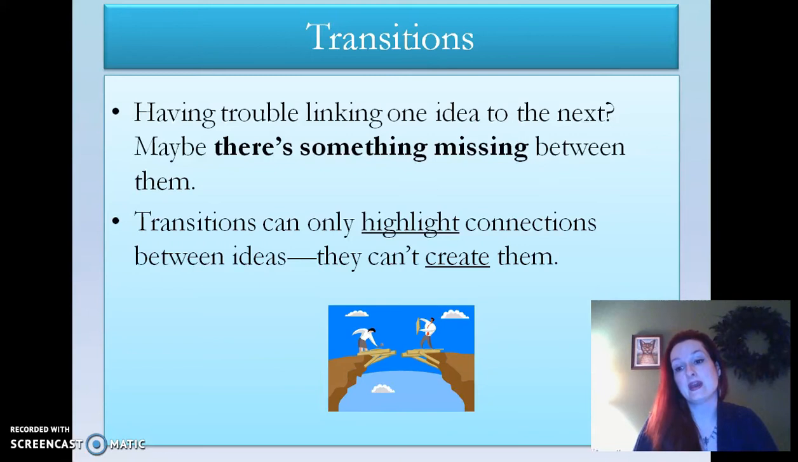So if it really doesn't make sense to go from this idea to this idea, if they really don't relate to each other and there's no real logical connection, then just sticking a transition phrase in there is not going to create that connection. It can only highlight a connection that already exists.